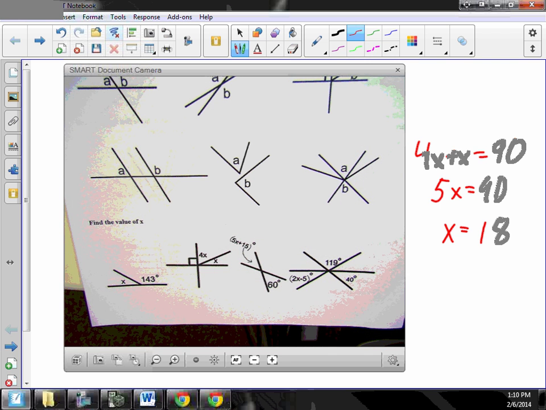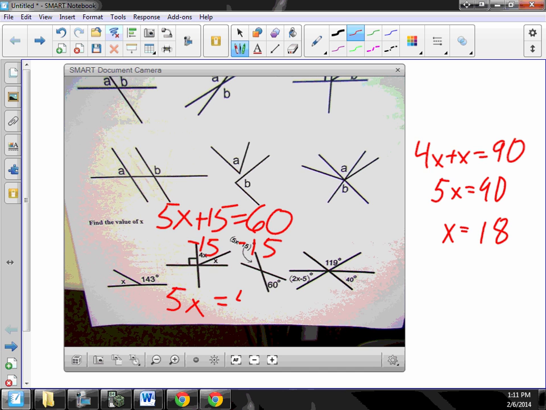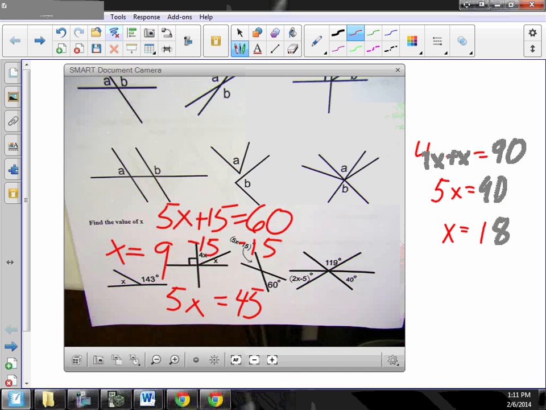Mine says find the value of x. Okay? Well, if I asked you for the value of the missing angle on the next one, what would you say? It's 60 because they're vertical, so I don't even need to do anything. But if it asks for the value of x, then you need to set them equal to each other. 5x plus 15 equals 60. Subtract 15, subtract 15. 5x equals 45. So x equals 9. And if you plug 9 back in, you'd get 60. But you wouldn't need to.